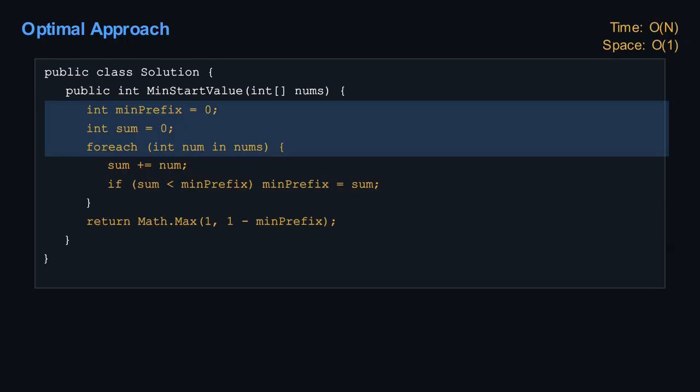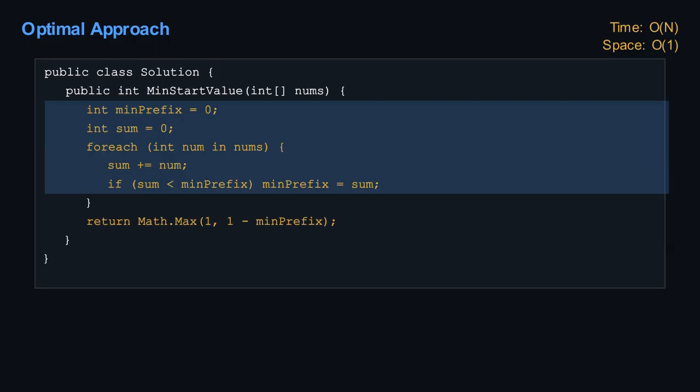If min_prefix is positive or 0, we only need a starting value of 1. If min_prefix is negative, say -5, we need a start value of at least 6 to bring that -5 up to 1. Therefore, the required starting value is 1 minus min_prefix. We take the maximum of this value and 1, ensuring our start value is always positive.